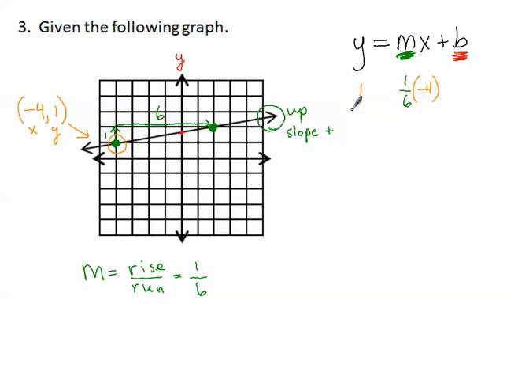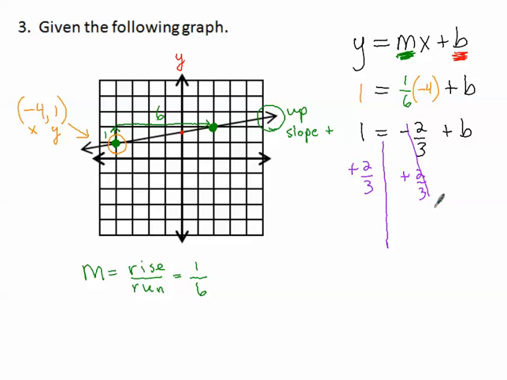And then let's put the equals symbol and the plus b. And now we can calculate what the b is. 1 equals 1/6 times -4 is -2/3 plus b. Now I can solve for b. So let's solve this equation. Draw a line at the equal sign. I'm subtracting 2/3, so I'm going to add 2/3 to both sides. That gets rid of that. 1 plus 2/3 makes 5/3.